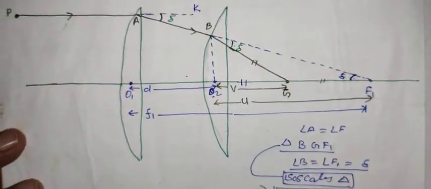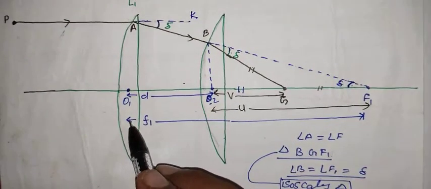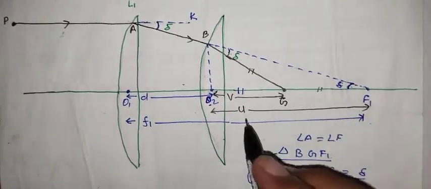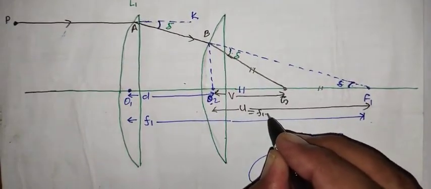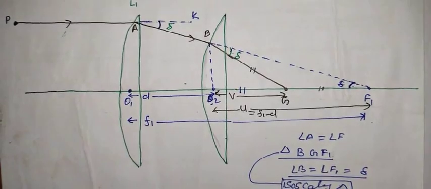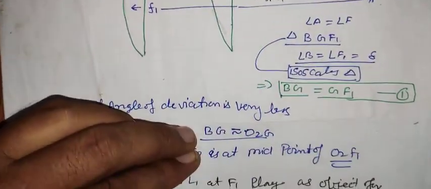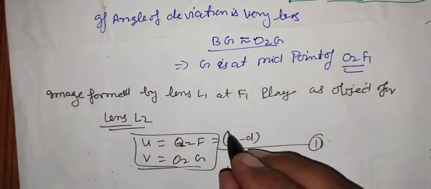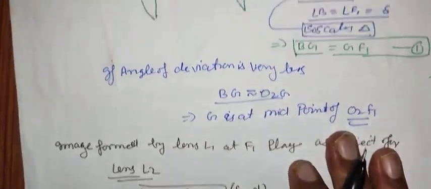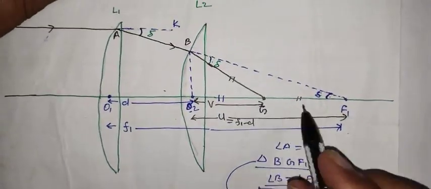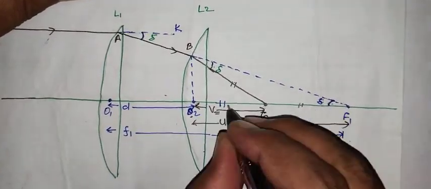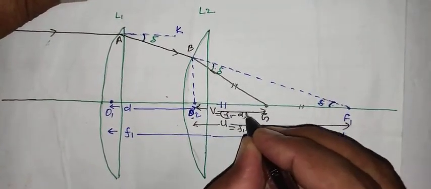Now see very carefully here in the diagram. See, this is F1 and this is D. So U can be written as F1 minus D. Here we have written this F1 minus D. Again see here in the diagram. This is just half of the total. So V can be taken as (F1 minus D) by 2.